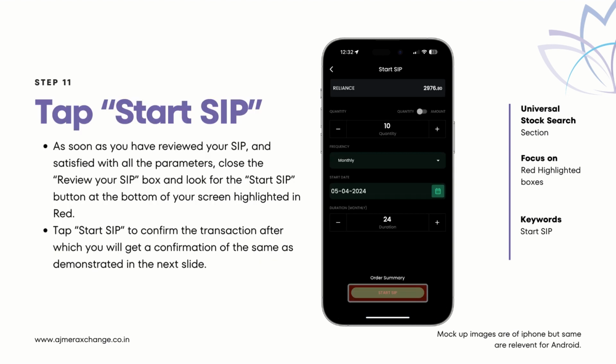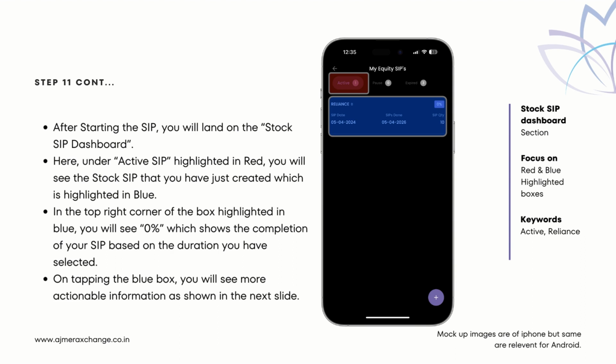Step 11. Tap Start SIP. As soon as you have reviewed your SIP and are satisfied with all the parameters, close the Review Your SIP box and look for the Start SIP button at the bottom of your screen highlighted in red. Tap Start SIP to confirm the transaction, after which you will get a confirmation of the same as demonstrated in the next slide.